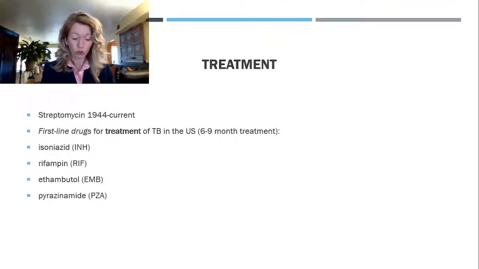The first-line drugs used in the United States now are a cocktail of isoniazid, ethambutol, pyrazinamide, and rifampin. And there are second-line drugs available as well. Unfortunately, extensively drug-resistant strains of tuberculosis do exist and are essentially fatal.